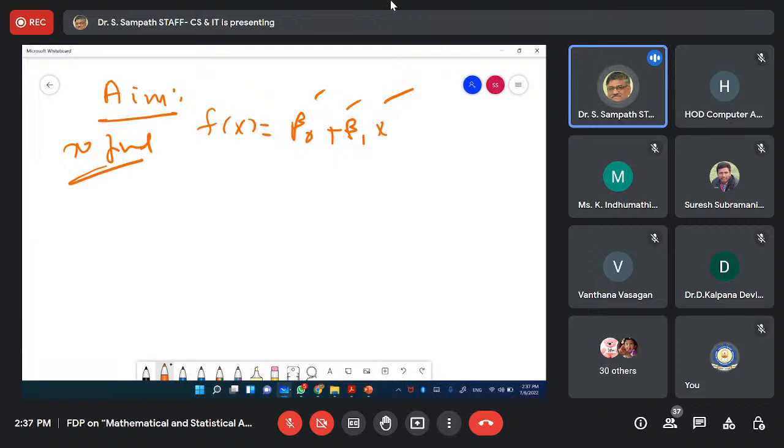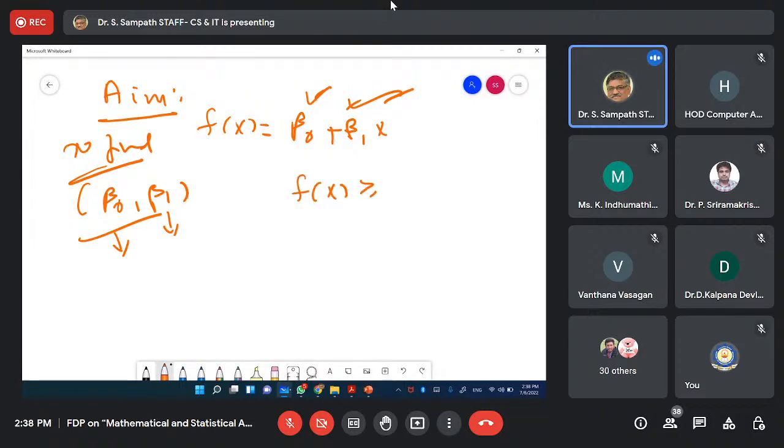See, I want to find this. Finding this means I want to find my beta naught and beta 1. Beta naught is a constant and beta 1 is a vector. I want to find this hyperplane. Now, how do I want to make use of this hyperplane? I will substitute the training data set and see whether it is greater than or equal to 1 or less than or equal to minus 1. Accordingly, I am going to use that hyperplane for the purpose of classification.